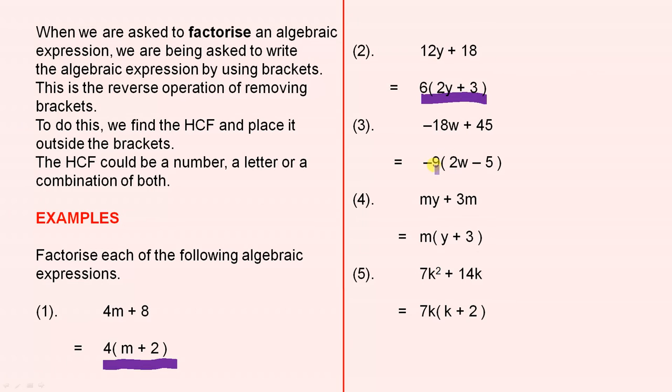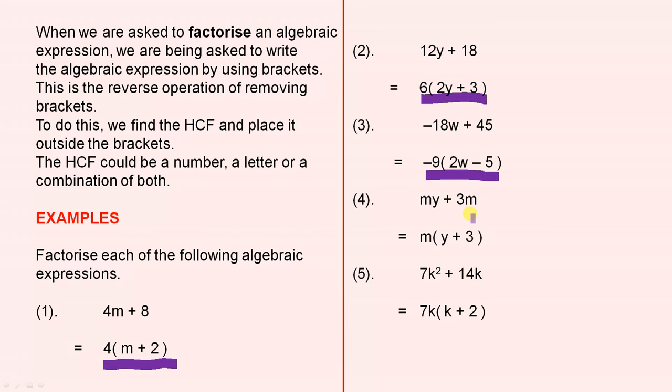So, hence if we use minus 9, that means the first term here has to be positive, because minus times a positive equals a minus. So we can see that's 2w, because when we multiply those two together we get minus 18w, and minus 9 times minus 5 is plus 45. So there's the factorisation.